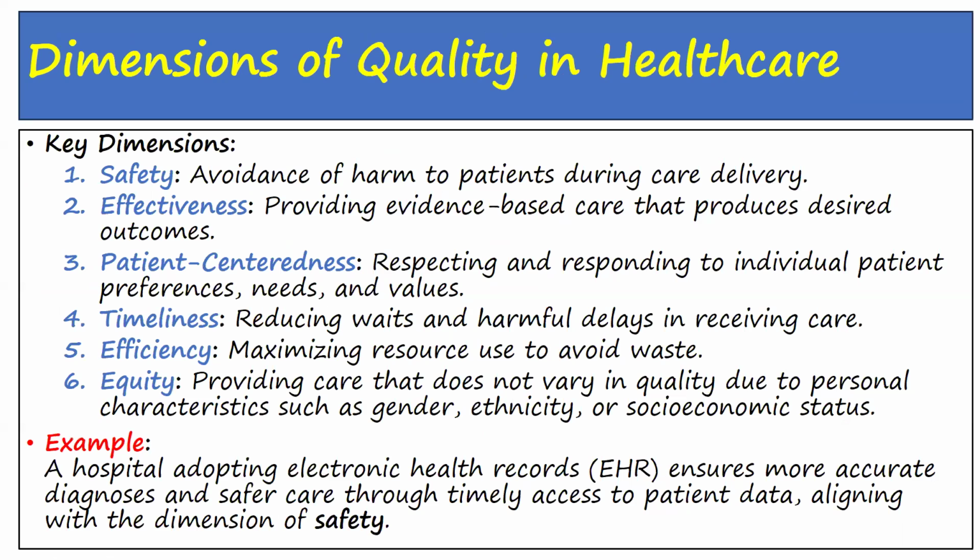So these are the metrics of the World Health Organization. So for quality to be there in health services, these 6 things must be there. So number one, safety: avoidance of harm to patients during care delivery. So when patients go to the hospital, they should feel safe. They should not be harmed.